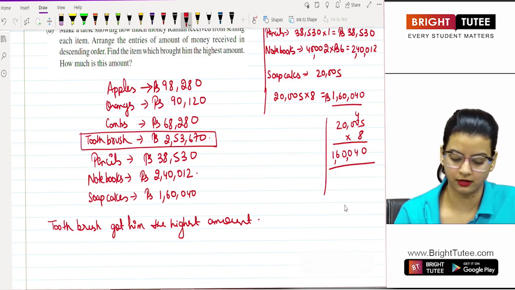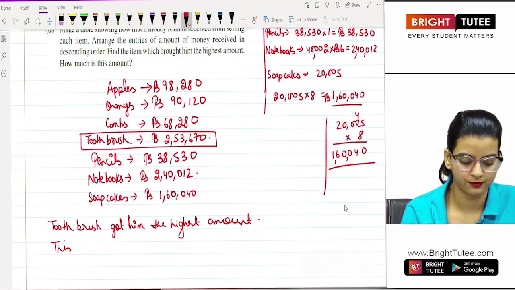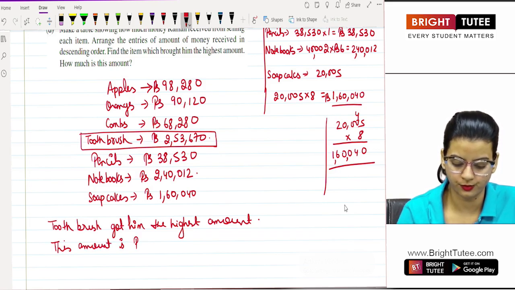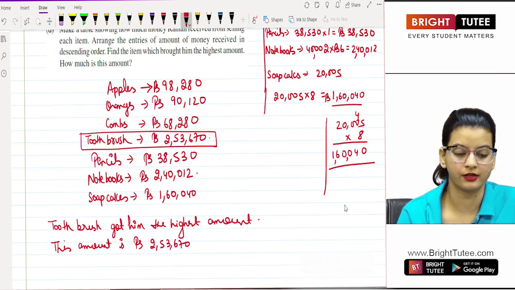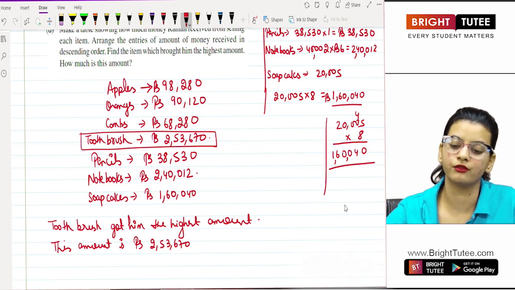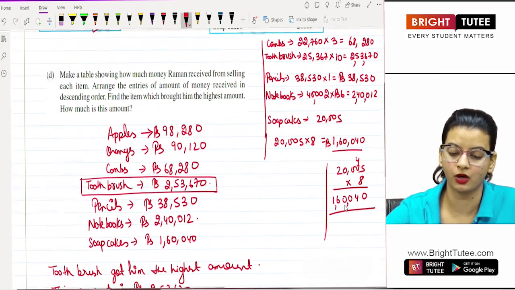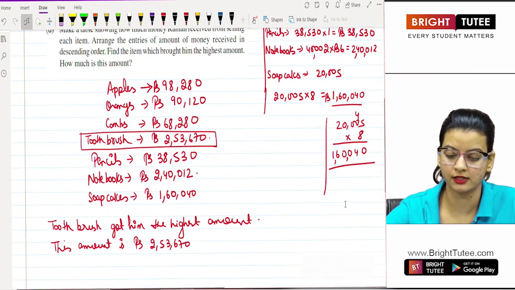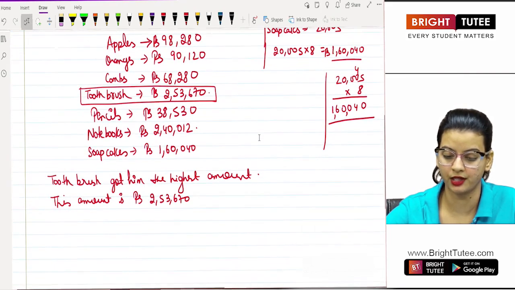Now next is, find the item which brought him the highest amount and how much is this amount. And this amount is rupees 2,53,670. Arrange the entries of amount of money received in descending order. We have to arrange this entry in the descending order. So let's do that as well.